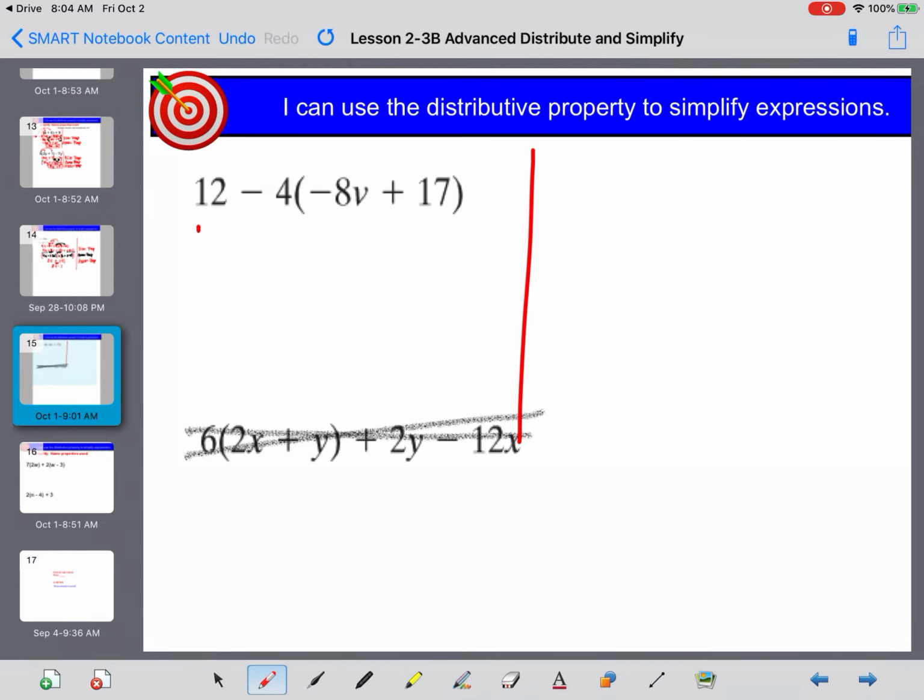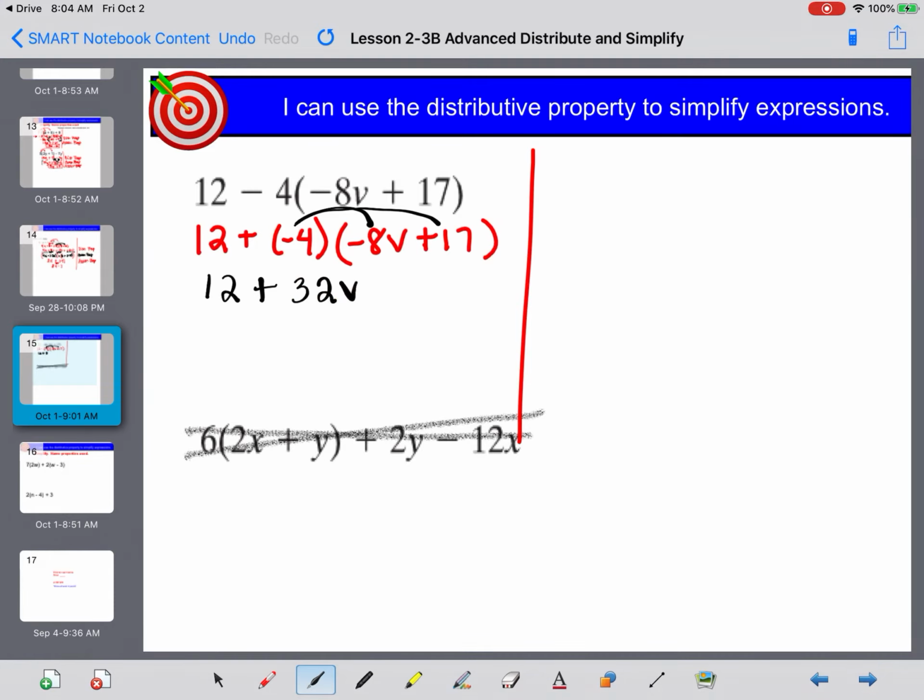All right, so just to break this one down, we should start off by renaming this as adding the opposite. Now I can distribute the negative 4, and I get 12 plus negative 4 times negative 8v is a positive 32v. Negative 4 times 17. Now, if you have to do a side problem, that's fine. Go ahead and do that. You get 68 plus negative 68. Okay, so that was the distributive property.